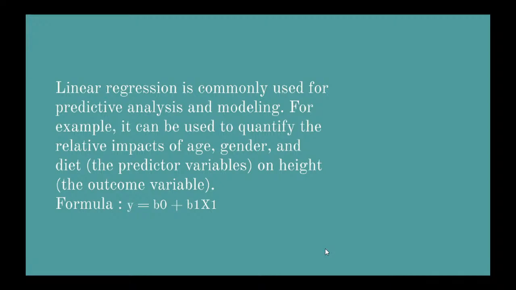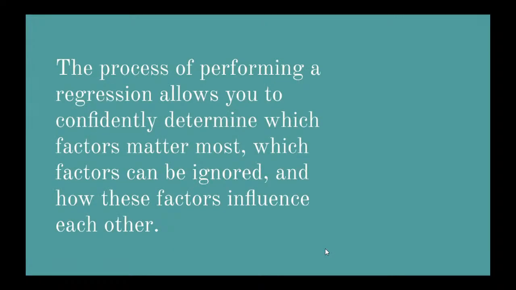And the formula here is y equals b0 plus b1 x1, where b0 is your intercept, and b1 becomes the coefficient, and x1 ranging from x1 to xn becomes your predictor variables, also known as the independent variables. And the process of performing regression allows you to confidently determine which factors matter most, which factors can be ignored, and how these factors influence each other.